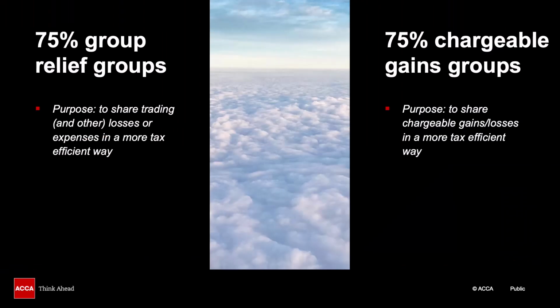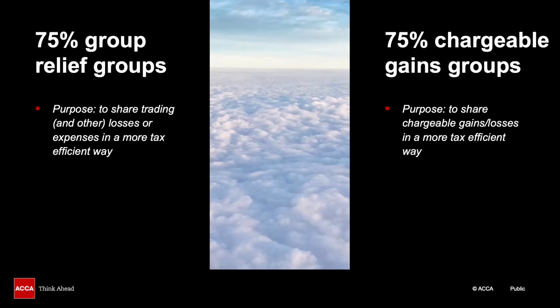So in this session, we'll be focusing on two particular group scenarios, 75% group relief groups and 75% chargeable gains groups. Now, there are other groups covered in the TX syllabus, such as VAT groups, but we're going to focus on these two groups here because these are the ones where students can sometimes get muddled between them, as they've got some similarities, but also some crucial differences. Also, these groups tend to be the ones that you have to spot for yourself in a question, so you need to know what to look out for.